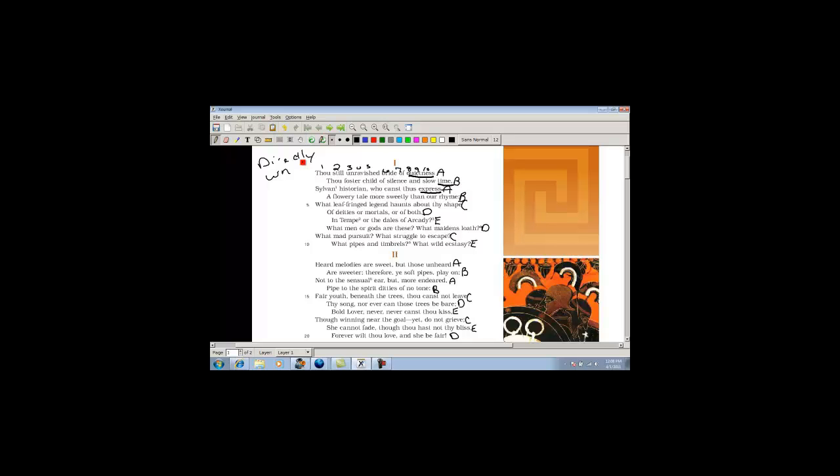We can see the direct address here in the opening lines. Thou still unravished bride of quietness, thou foster child of silence and slow time, sylvan historian, who canst thus express a flowery tale more sweetly than our rhyme. Okay, we are talking here directly to this pot. We're not talking to a person. We are celebrating the beauty of this urn and what is on this urn. So you need to keep in mind as you read this poem that Keats is addressing the urn directly.